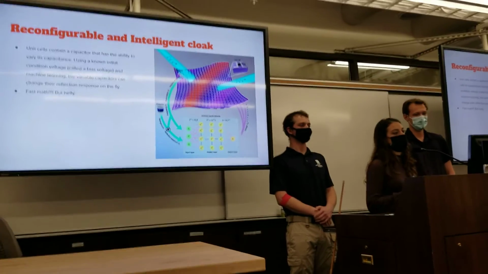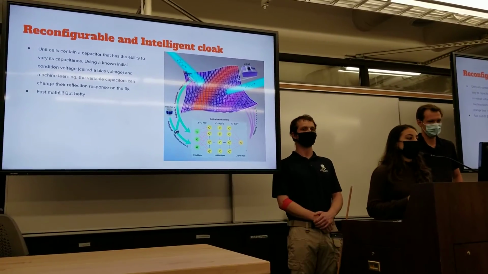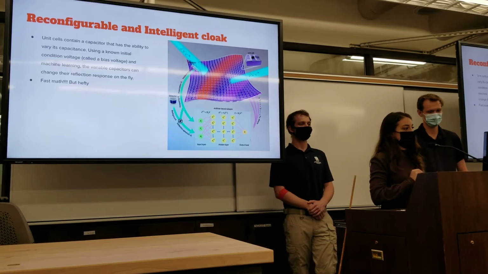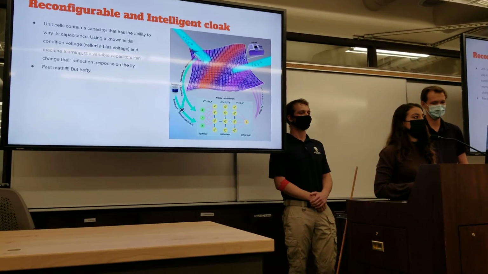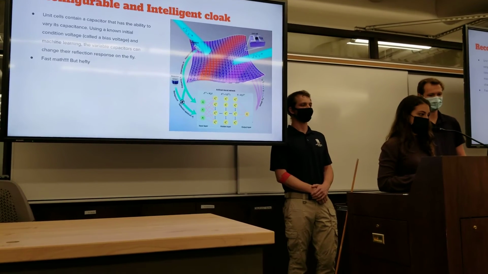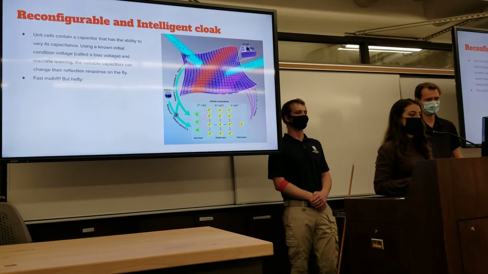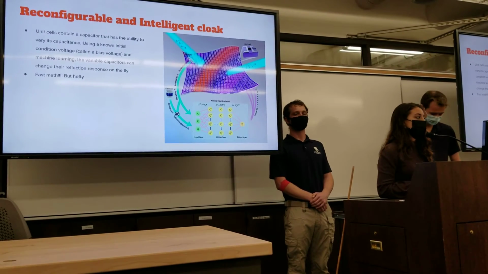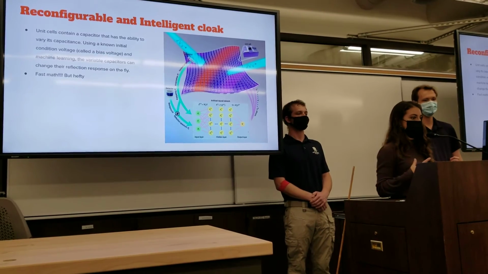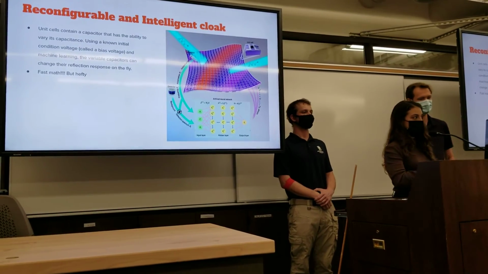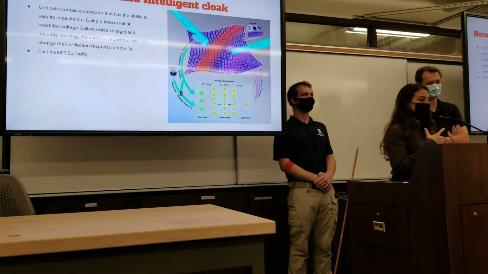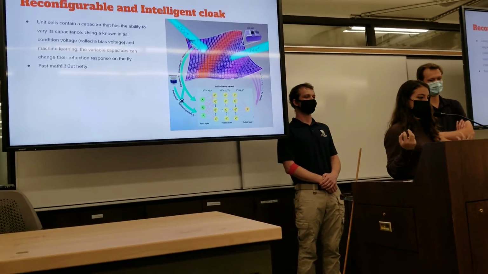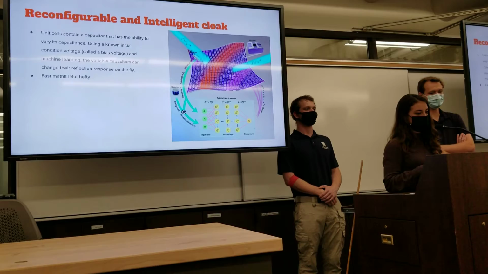Lastly, the reconfigurable intelligent cloak. So unit cells contain a capacitor. Like this would be a unit cell, capacitor right in the middle, to vary its capacitance using a known initial condition voltage called bias voltage and machine learning. The variable capacitors can change the reflection response on the fly. But this is kind of hard to do because you need extreme math equations, and if you're trying to actively cloak something, the computer would have to be working extra fast to figure out those nodes. And yeah, the calculations are hefty and it has to be fast math, so it's just harder to implement.